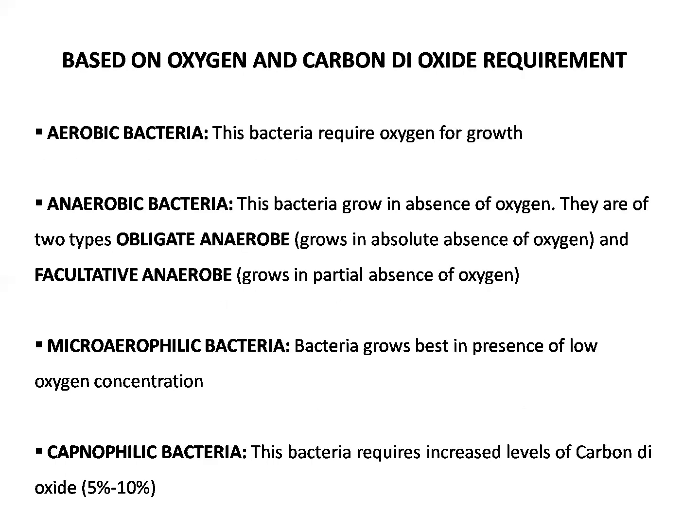Based on the oxygen and carbon dioxide requirement: aerobic bacteria, which require oxygen for growth; anaerobic bacteria, the bacteria which grow in the absence of oxygen. They are of two types, obligate anaerobes and facultative anaerobes. Obligate anaerobes grow in absolute absence of oxygen, and facultative anaerobes grow in partial absence of oxygen. Microaerophilic bacteria grow best in the presence of low oxygen concentration, and capnophilic bacteria require an increased level of carbon dioxide, that is 5 to 10%.